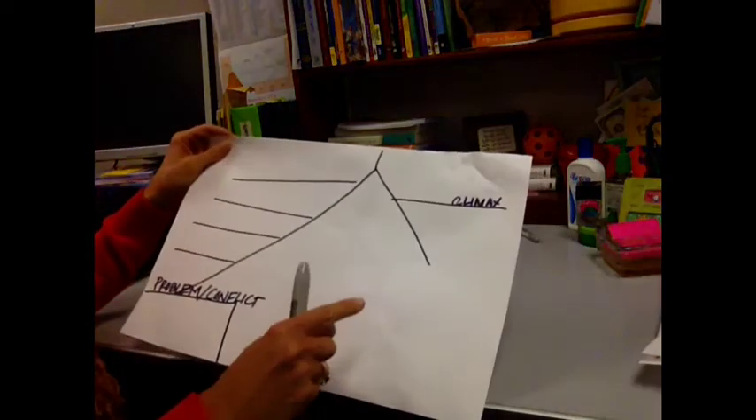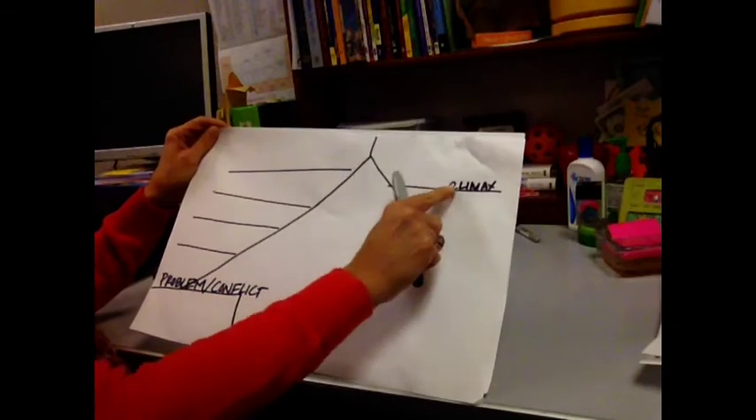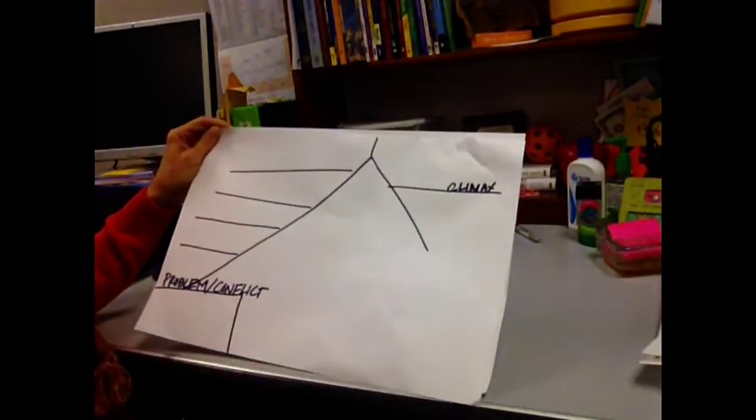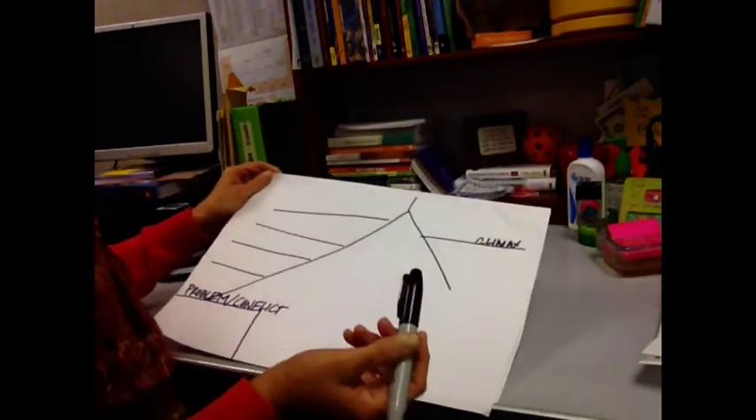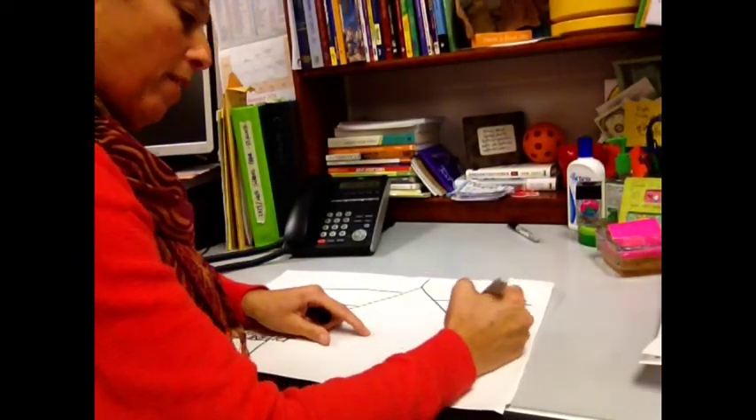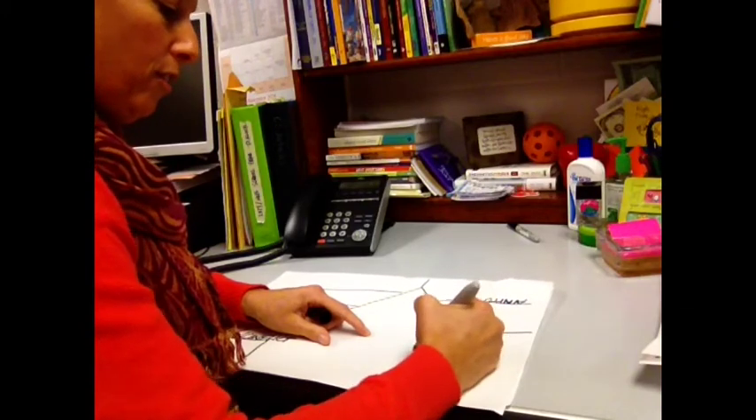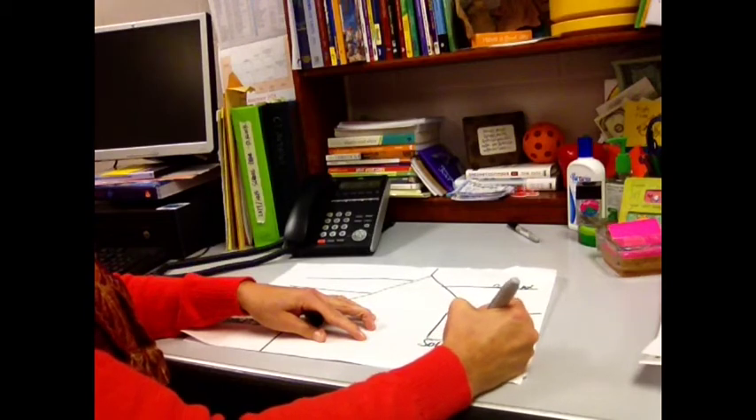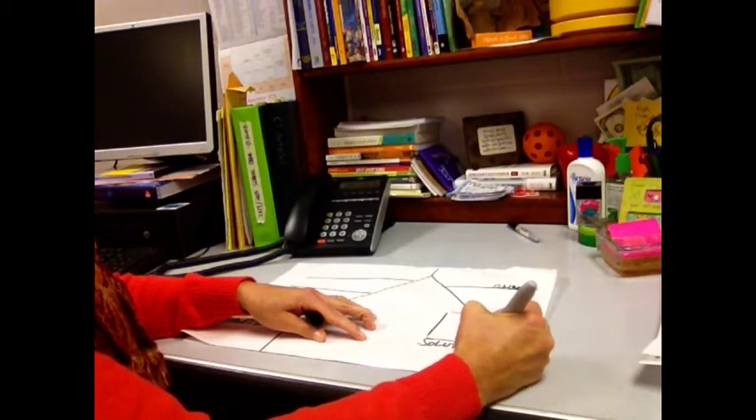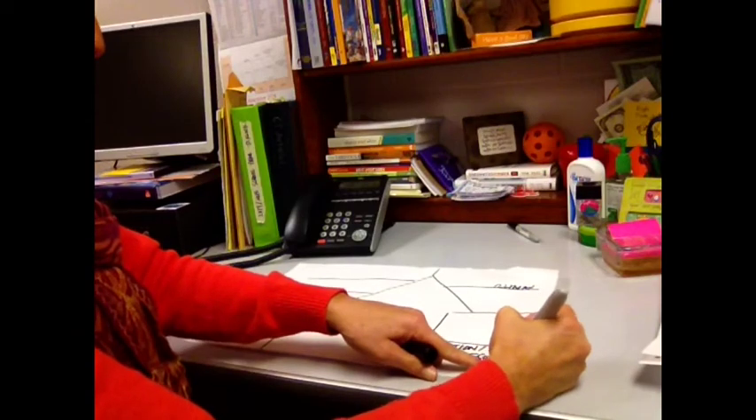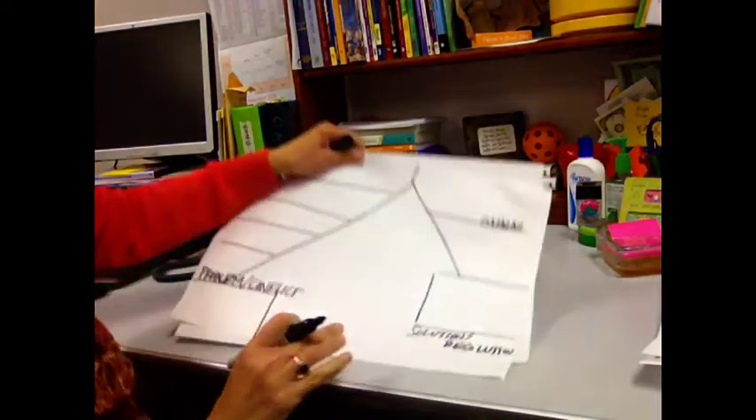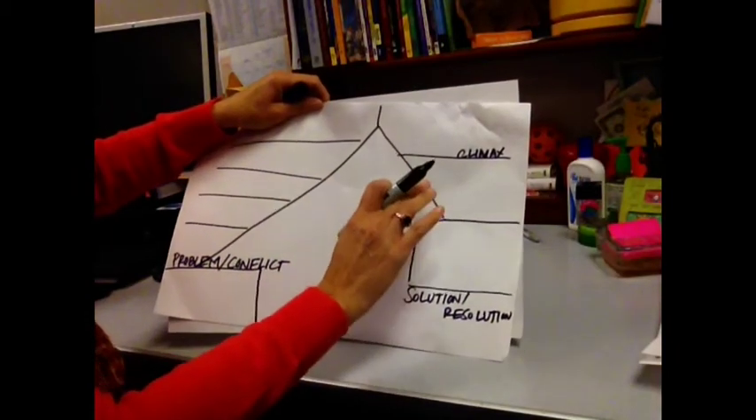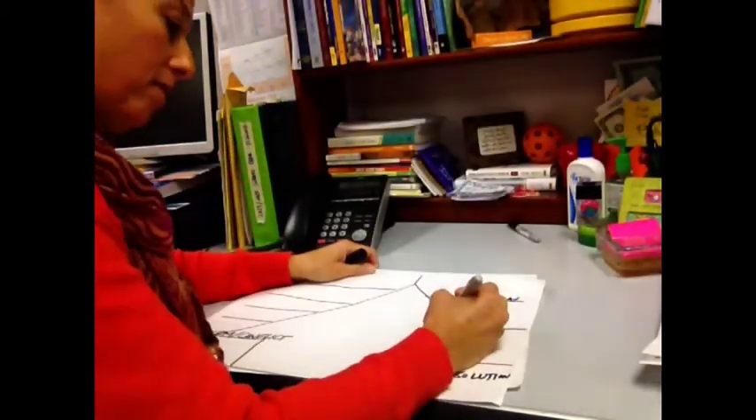Of course, the climax is the high point of the story. It's actually up here, the highest point of the action. Then we have some following action, and finally, we have the resolution, or the solution. This box down here is for the solution, resolution. And there may be something that happens between the climax and the resolution, and that would be your falling action. That could be in here.